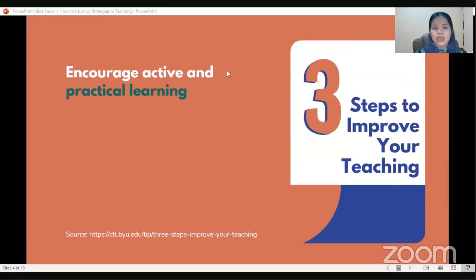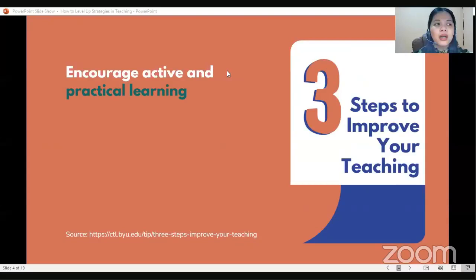So, to improve our teaching, if nandito na tayo, kayanin pa nating umangat. So, how do we do that? By active and practical learning. When we say active learning, it's the total opposite of yung panay-absorb lang ang student ng information. So, we let them share their knowledge. We let them explore their ideas. We let them create. That is one way of encouraging them to be active in their learning.